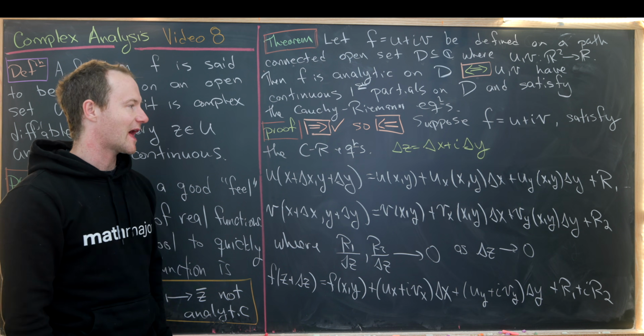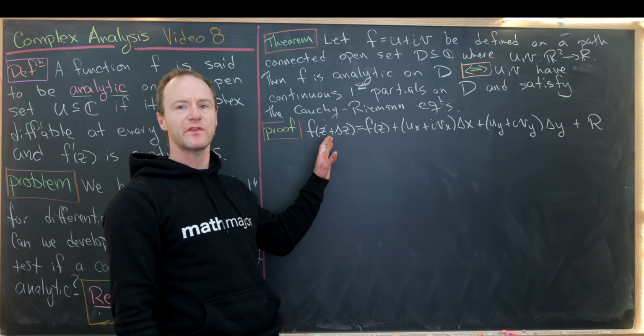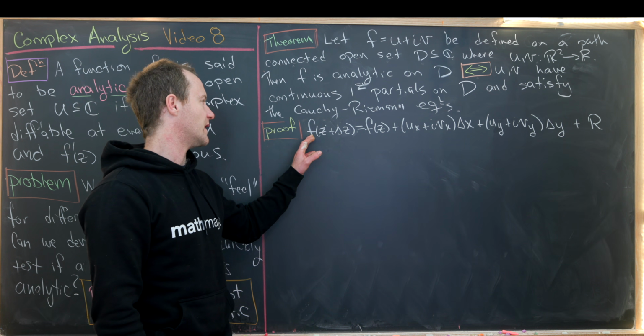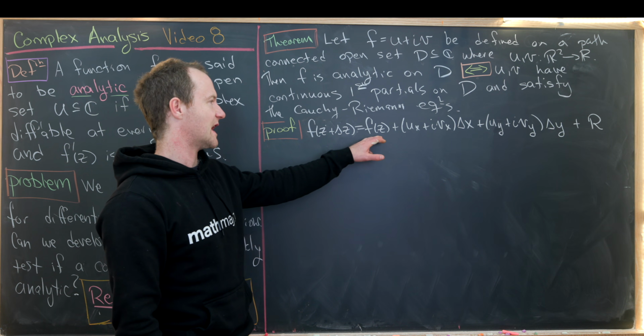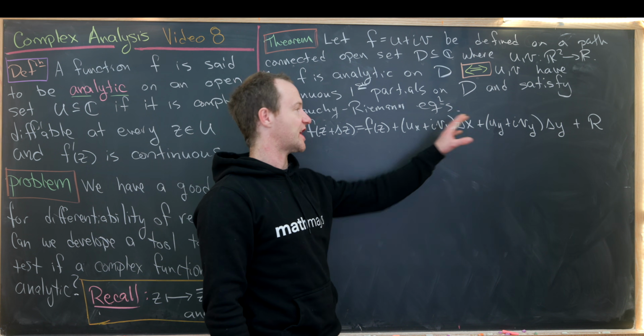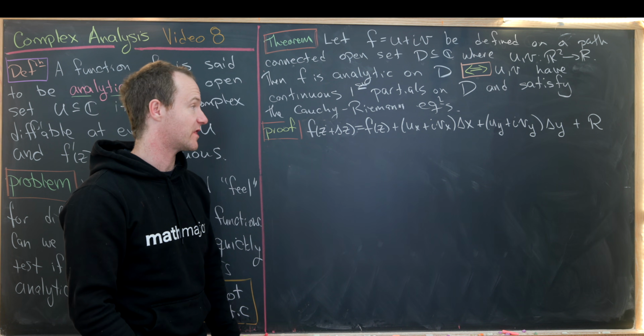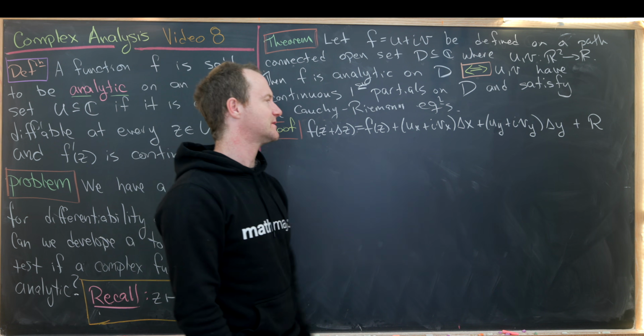Let's bring that up and then we'll move on towards the end of this proof. Okay, so this is what we got to on the last board. We have f of z plus delta z is f of z, and then this combination of the x change and the y change, and then I grouped those two remainders together into one thing. Now we're ready to try to simplify this.